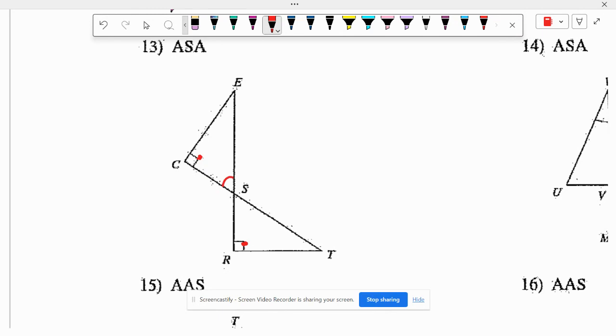I have these vertical angles right here that aren't marked congruent, but they are. So this is another angle. If I want to use angle, side, angle, what am I missing? I'm missing the side that's in between them, on both, right? I'm missing these sides. So let's see, that's segment CS congruent to segment RS. That lets me use angle, side, angle.